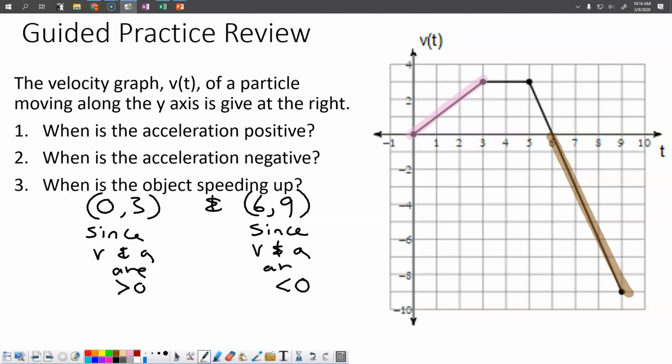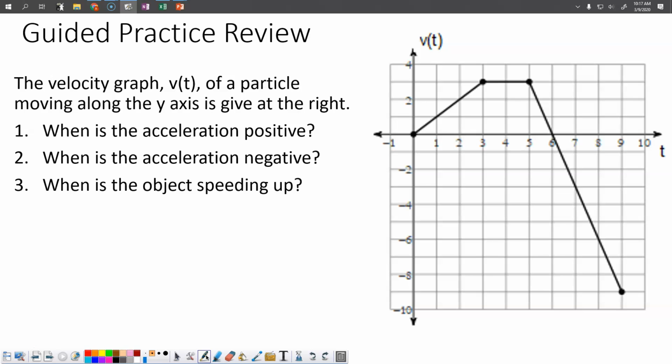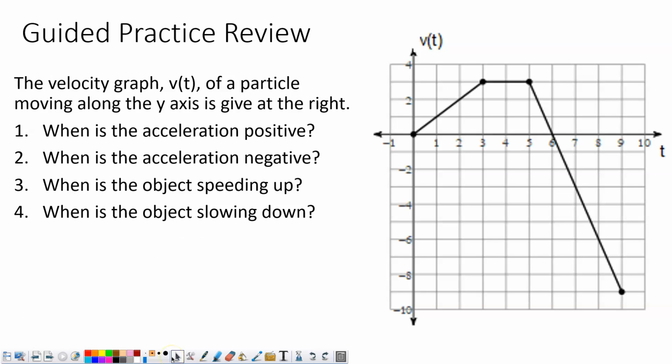Okay, so there you go. Is the next question, when is it slowing down? Okay, so I'll let you ponder that for a second. Next question was, when is it slowing down? And that's from 5 to 6. Because on that interval, what's my acceleration? Negative, because I've got a negative slope. And what's my velocity? Positive. So since they're opposites, that slows things down.